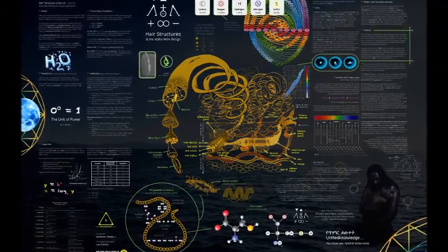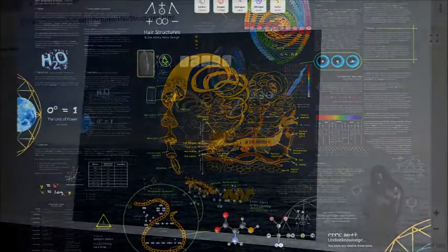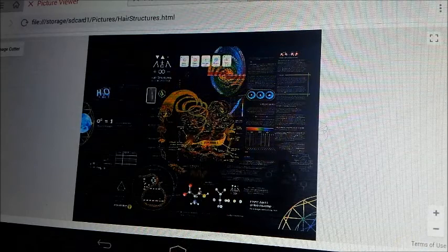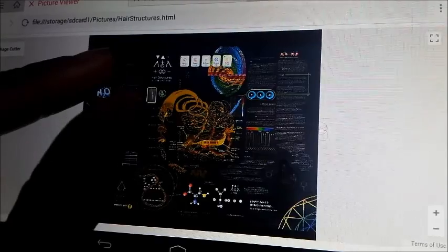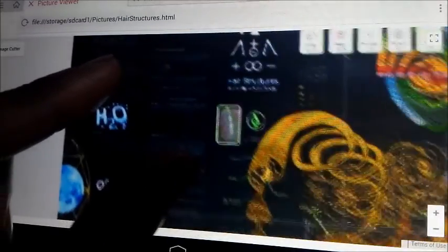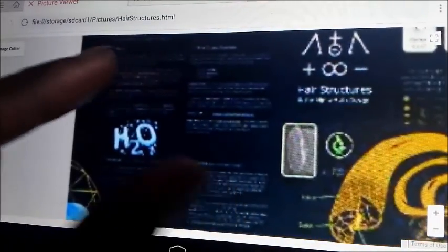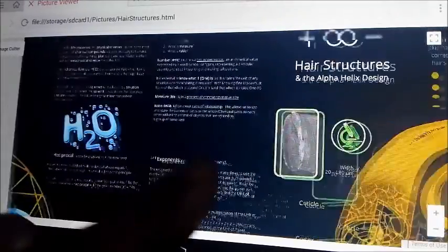This is a very quick video. I just thought I would show you a poster that has been developed around hair structure. I was asked at a recent event to explain this, put it on a video and talk it through a little bit. So here it is. It's just a rough video, but I think you'll get the idea.